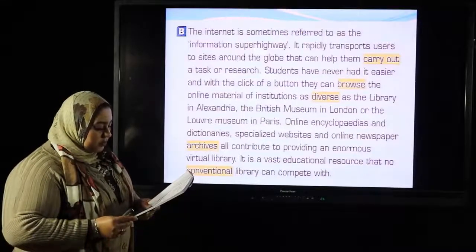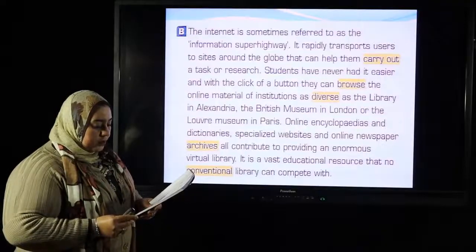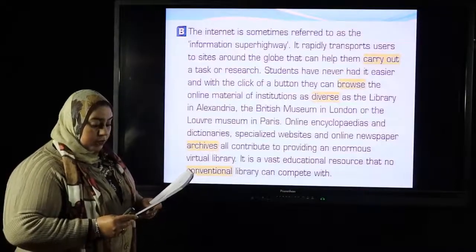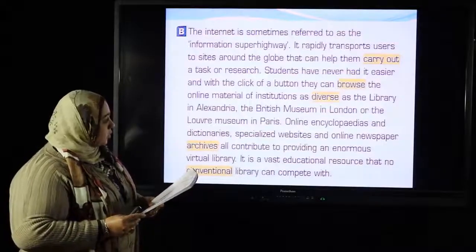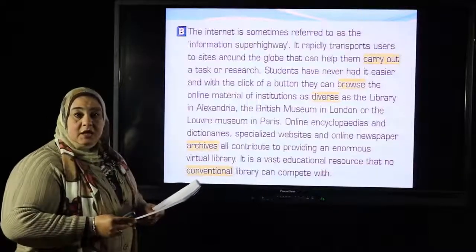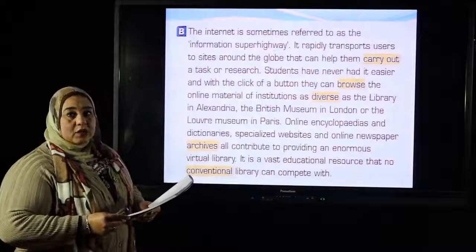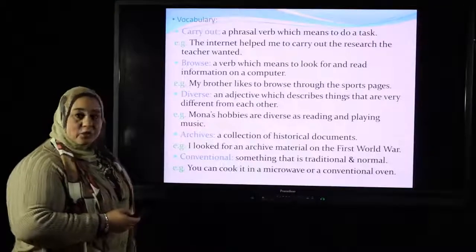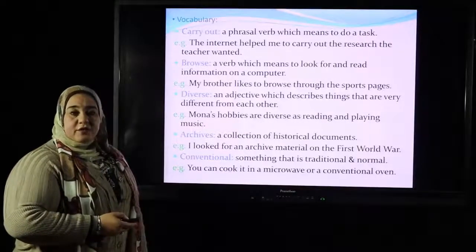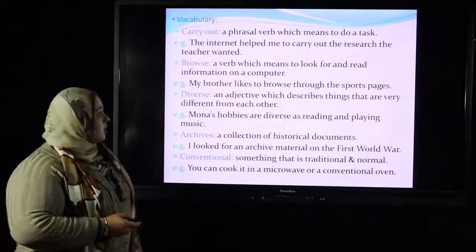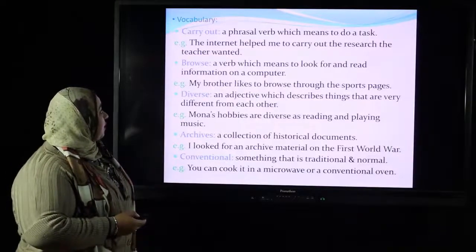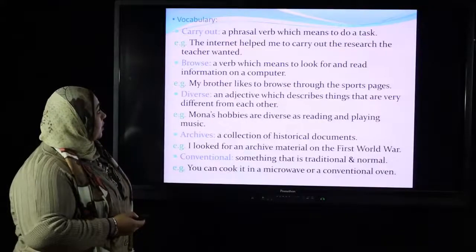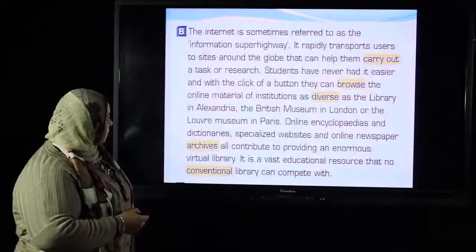The Internet is sometimes referred to as the information superhighway. It rapidly transports users to sites around the world that can help them carry out a task or research. What do you mean by the word carry out? It's a phrasal verb, and as we have said many times before, a phrasal verb means a verb followed by a preposition. Carry out is a phrasal verb which means to do a task. The Internet helped me to carry out the research the teacher wanted.